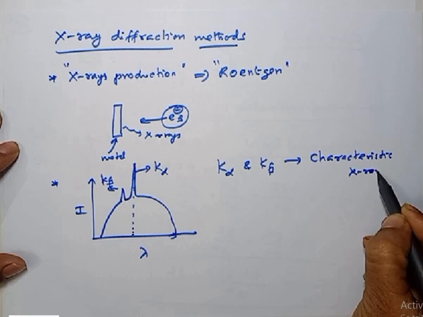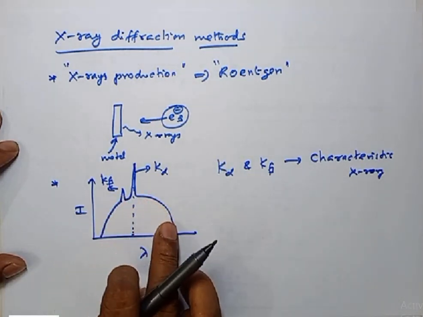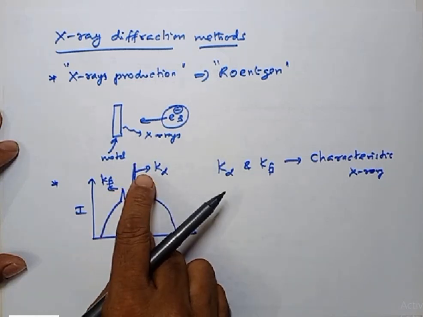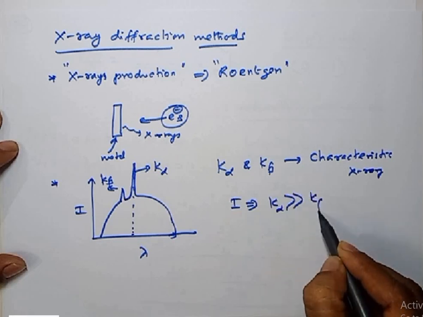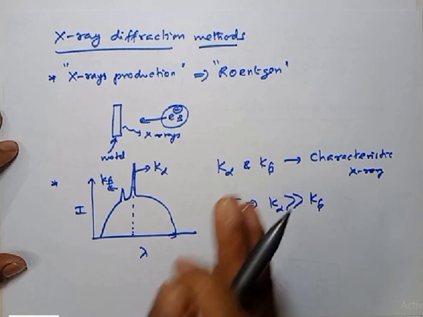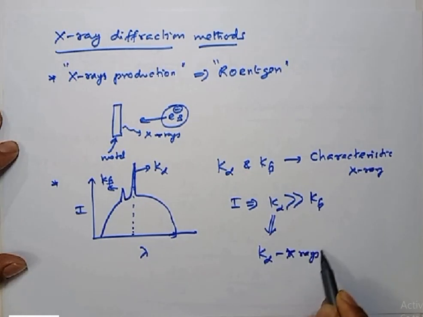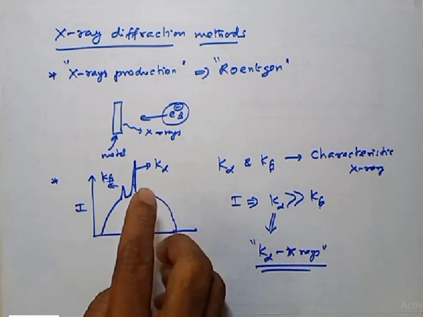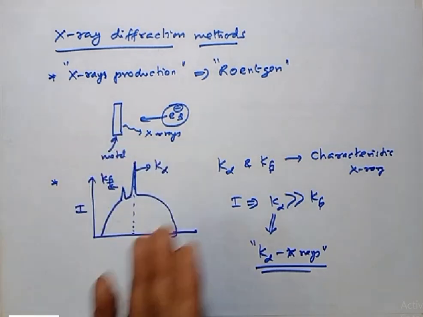Characteristic X-rays are produced only when high energy electrons are used. Along with them you have other X-rays also, but apart from these, we get characteristic X-rays of high intensity. If you compare K alpha and K beta, the intensity of the K alpha line is much greater than K beta. So for X-ray diffraction studies, most of the time we use K alpha X-rays. We need to filter out K beta and other unwanted X-rays having different wavelengths, because we need the K alpha X-ray alone to study the crystal structure.